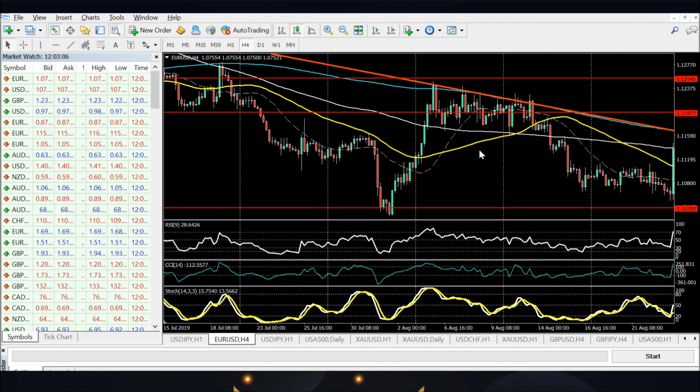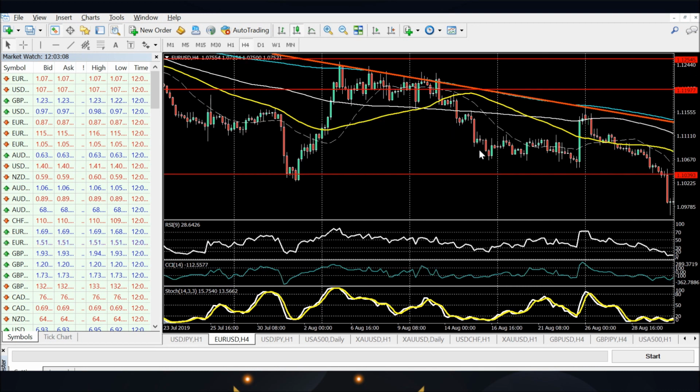Okay, so let's see if this trade worked out. Boom, done. So your trade took about 1, 2, 3 days. So if you trade higher time frames, you need a lot of patience. Try not to monitor it too much, because the more you monitor it, the more stress it's going to give you.